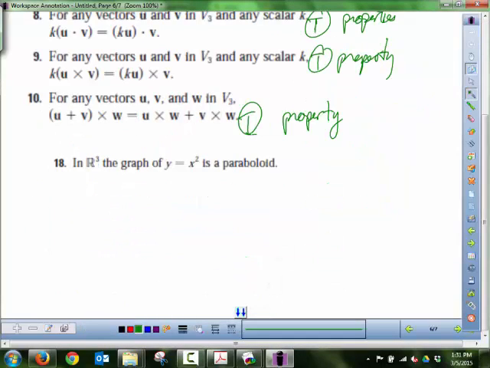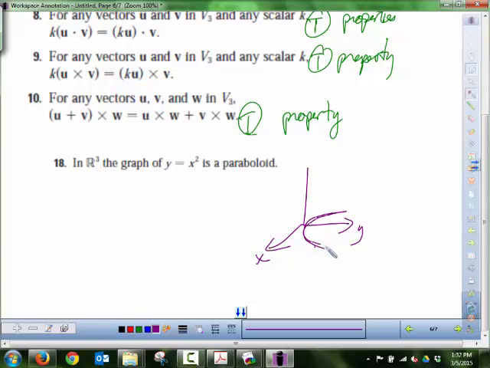It's not a paraboloid. What is it? Parabolic cylinder. So along the x and the y, you have this parabola, but you put it in 3 dimensions, it really goes up. So parabolic cylinder.